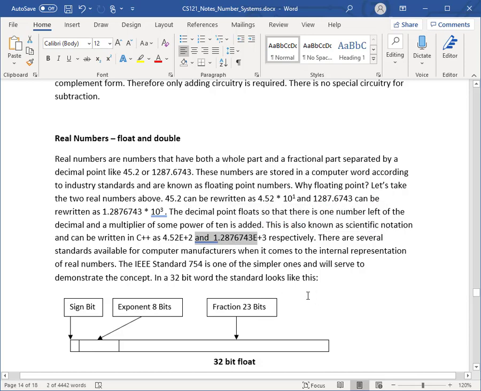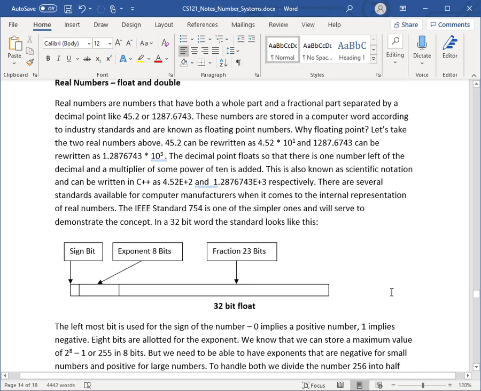Now, with these two numbers, look at the decimal point. In the case of 45.2, we move it over between the 4 and the 5. In the case of 1287.6743, we move it over between the 1 and the 2. That's why it's called a floating point. We always want to take our real numbers and have one digit followed by a dot and then the rest of the number and a power of 10. Okay, so 1.2876743e+3. So this decimal point kind of floats around depending on how big the number is.